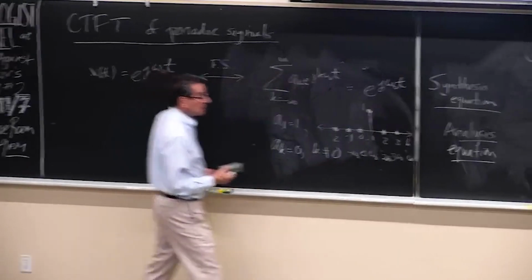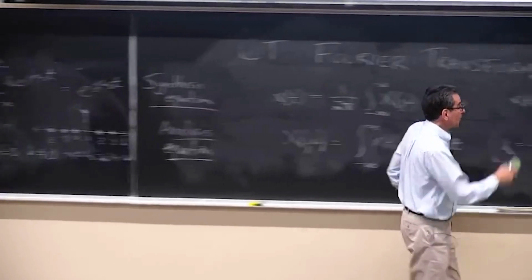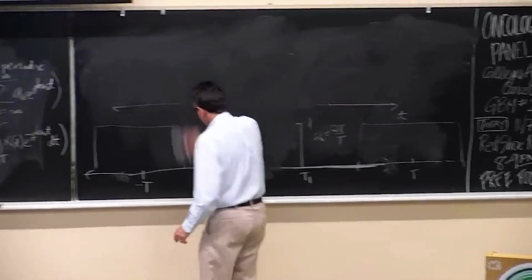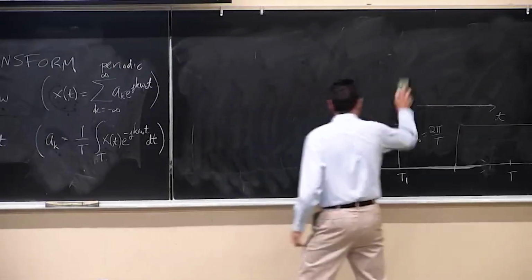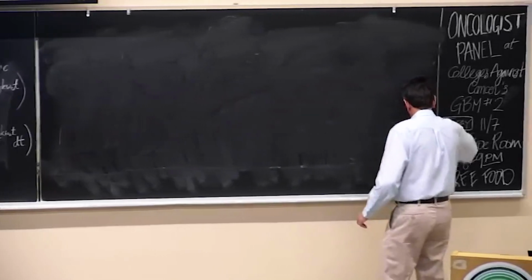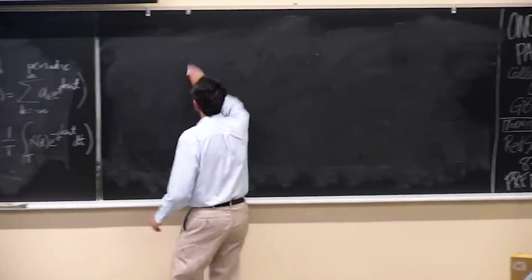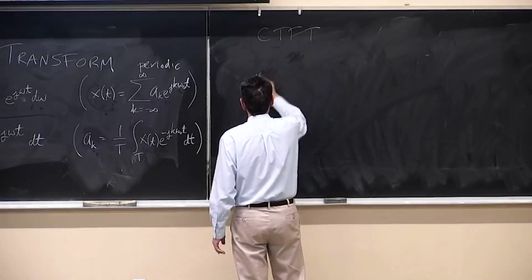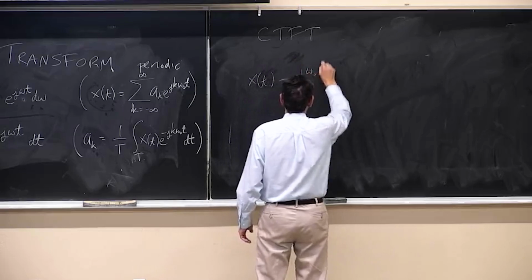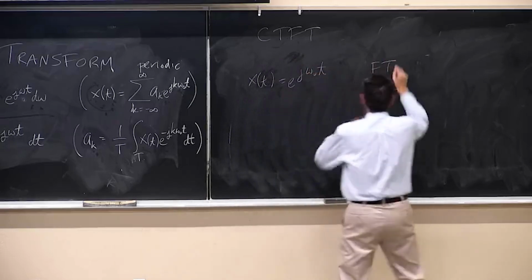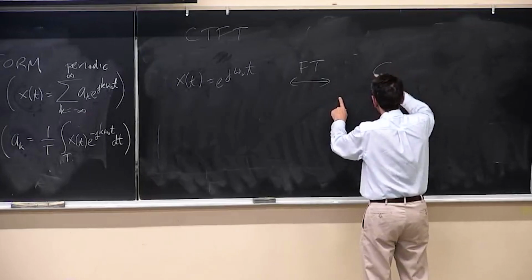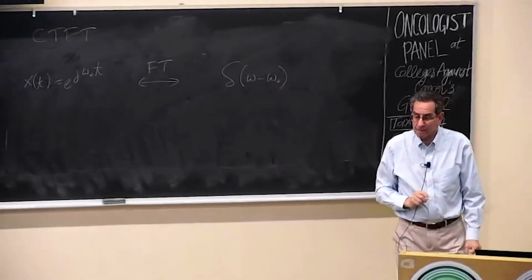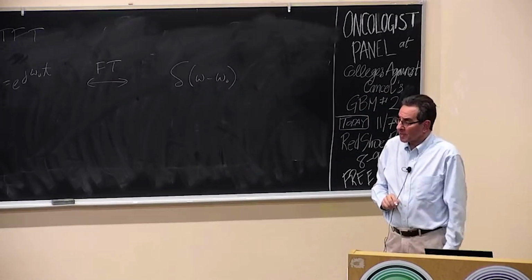So your first guess might be that for e to the j omega naught t, if we want a continuous function of frequency that tells us this signal is concentrated at omega naught, now under the Fourier transform, not the Fourier series, your first guess might be to make it an impulse sitting at frequency omega naught. That would be a very reasonable guess.